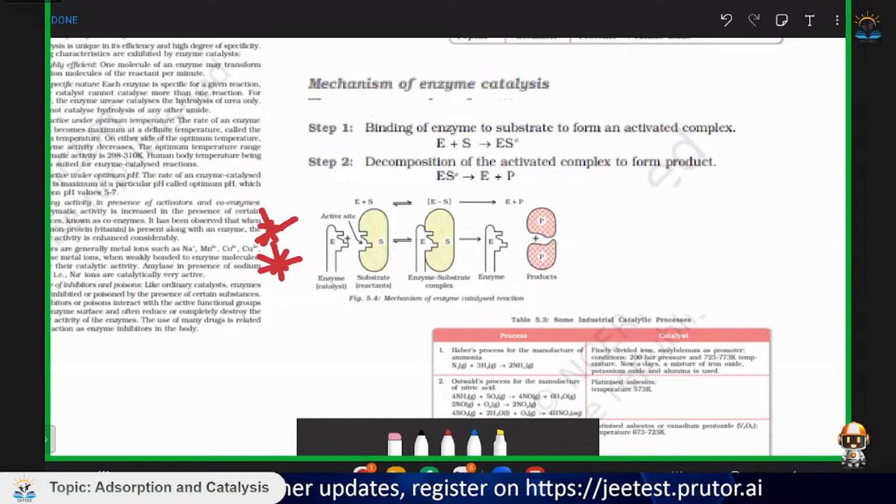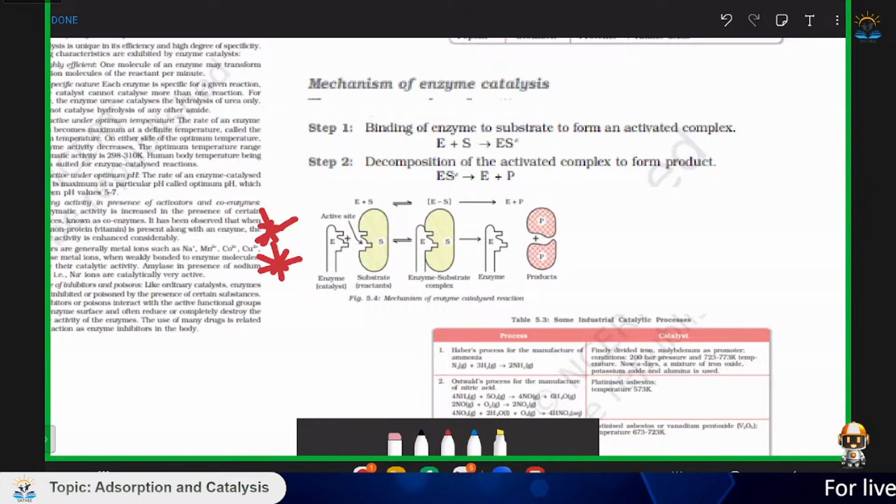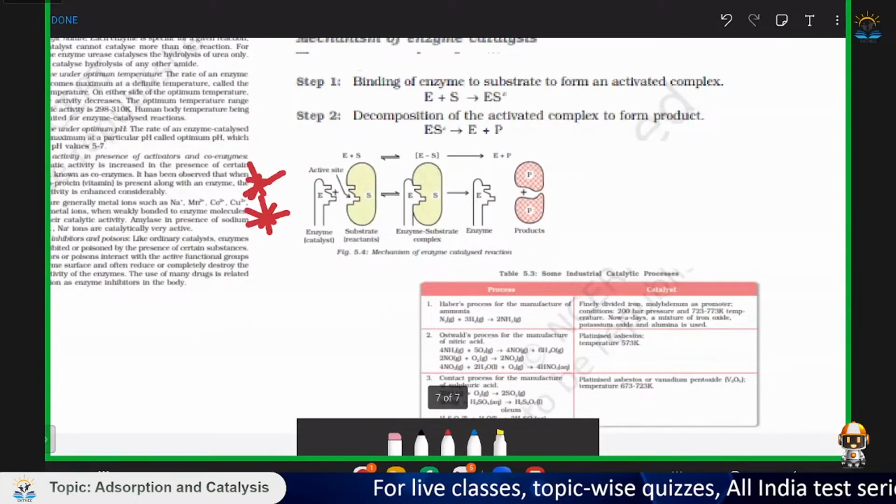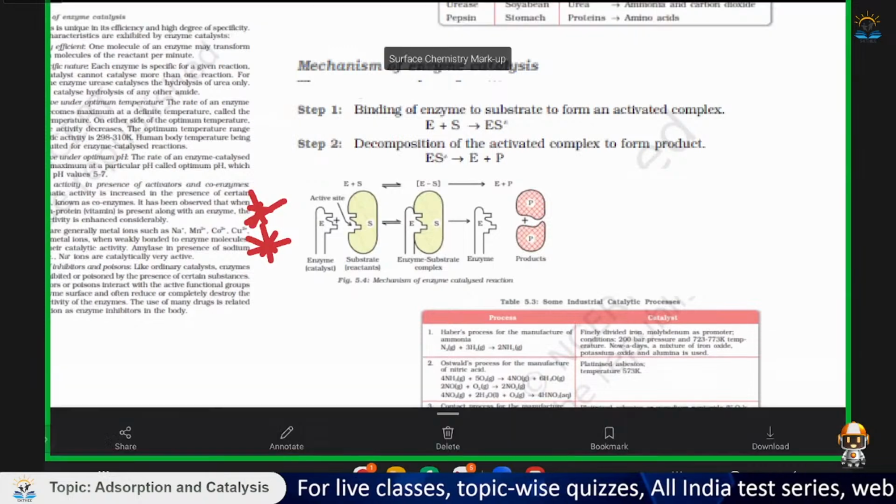Step 1, binding of enzyme to substrate to form an activated complex: the key is inserted into the lock. Step 2, decomposition of the activated complex to form products: you turn the key, and your lock gets modified. Though your lock was locked, now it's unlocked. Basically, the substrate gets broken up into products. The substrate is modified, but your enzyme doesn't get modified, just as your key doesn't get modified. That's it with enzyme catalysis.